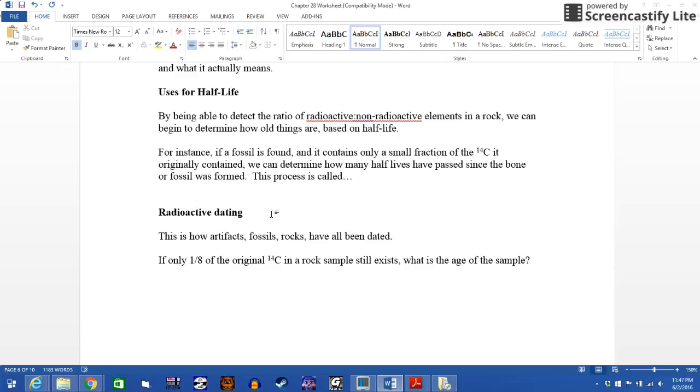If only 1/8 of the original carbon-14 in a rock sample still exists, what's the age of the sample? So for that, you need table N, and also you need to think about how many half-lives have passed to have only 1/8 of the original amount remaining. So press pause, please, and take 3 minutes with your groups and do that.